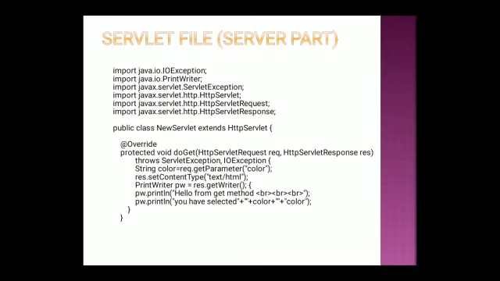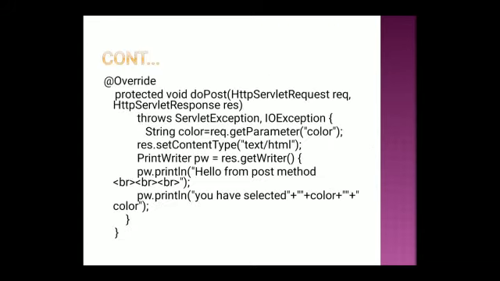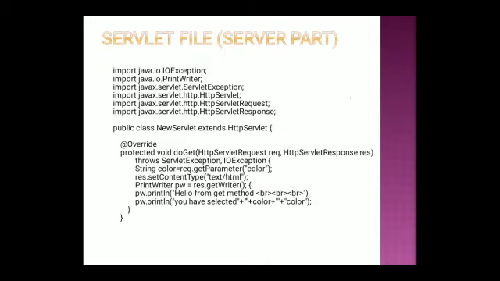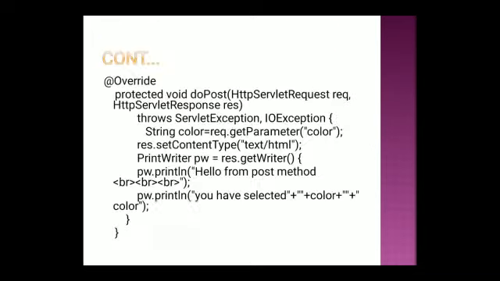Let's go to the next part of this program, that is the overridden doPost. Here you can observe it is almost the same. The thing is, when we use the get method, the call which gets activated is doGet, and if it is a post method, the call which will get activated is your doPost. This doPost is also going to override the service method of your servlet. That is why we have written the @Override annotation.